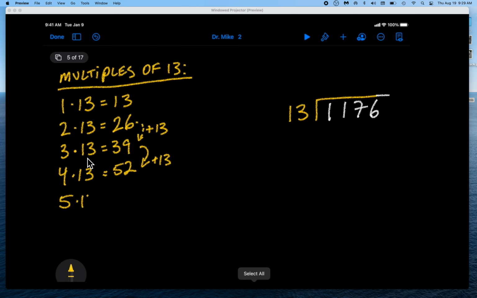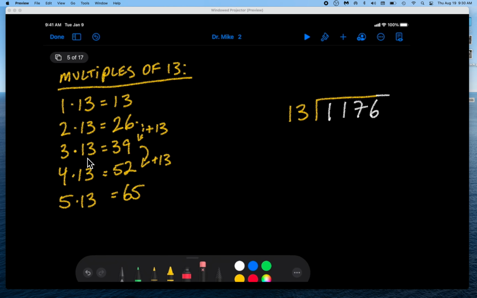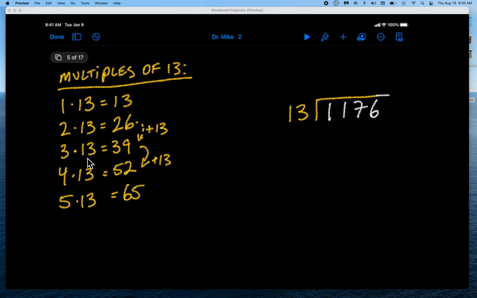5 times 13. Let's change gears and do multiplication for that one. 5 times 3 is 15, carry the 1. 5 times 1 is 5, plus 1 is 6, 65. Okay, let's keep going. I know this is an arduous, laborious task, but it's worth it. Okay, let's add 13 here. It becomes 78.